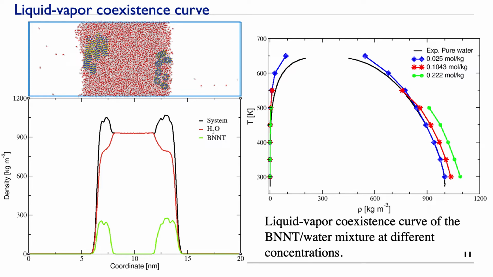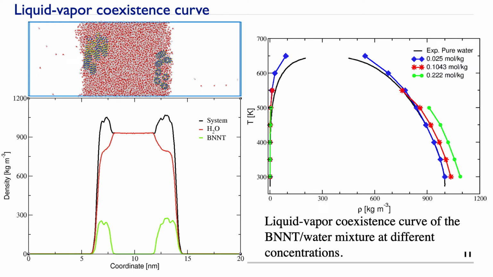The black curve is the experimentally obtained coexistence curve for the pure water. The blue curve is for the concentration of 0.028 mole per kilogram, which at temperatures less than or equal to 550 Kelvin is very similar to that of pure water. Only at high temperatures is there a small increase in the density. This is due to the nanotubes that increase the density.